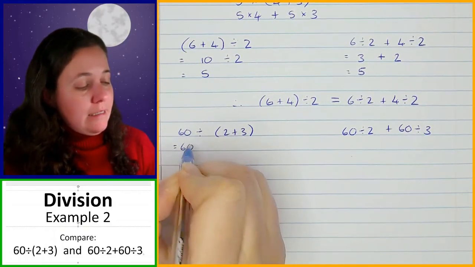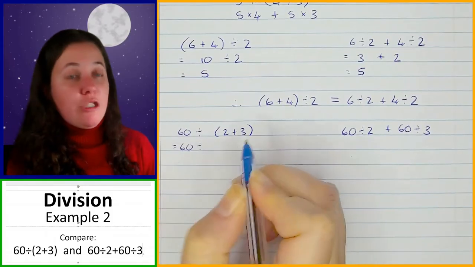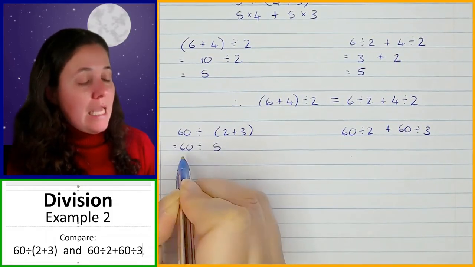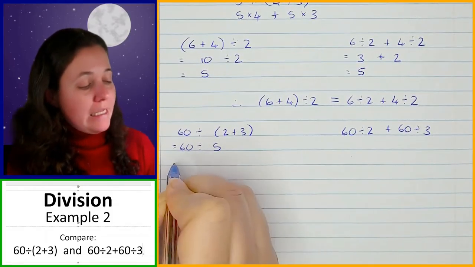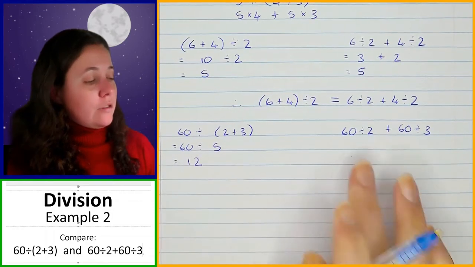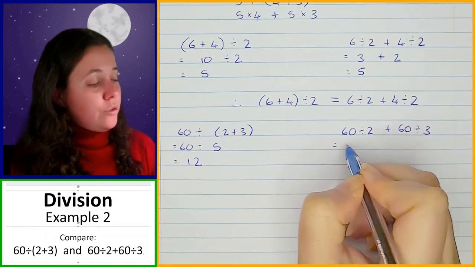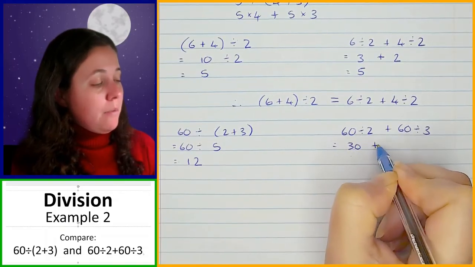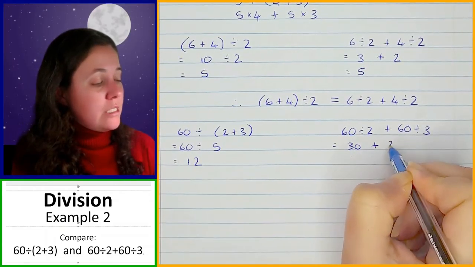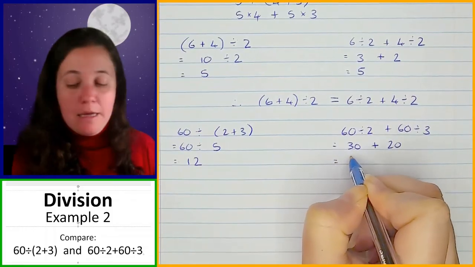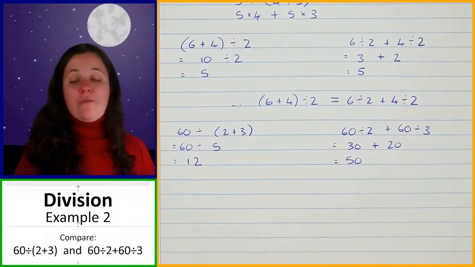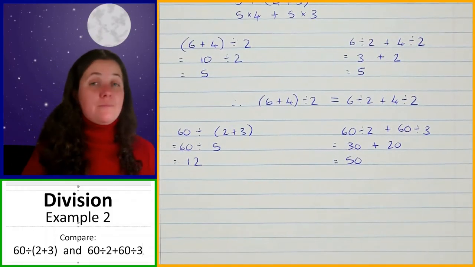So we've got 60 divided by 2 plus 3, which is 5. And when we work out 60 divided by 5, we get 12. Okay, then over here, I have to do it separately. So 60 divided by 2 is 30 plus 60 divided by 3, which is 20. So if I add those together, I get 50, which is a very different result.